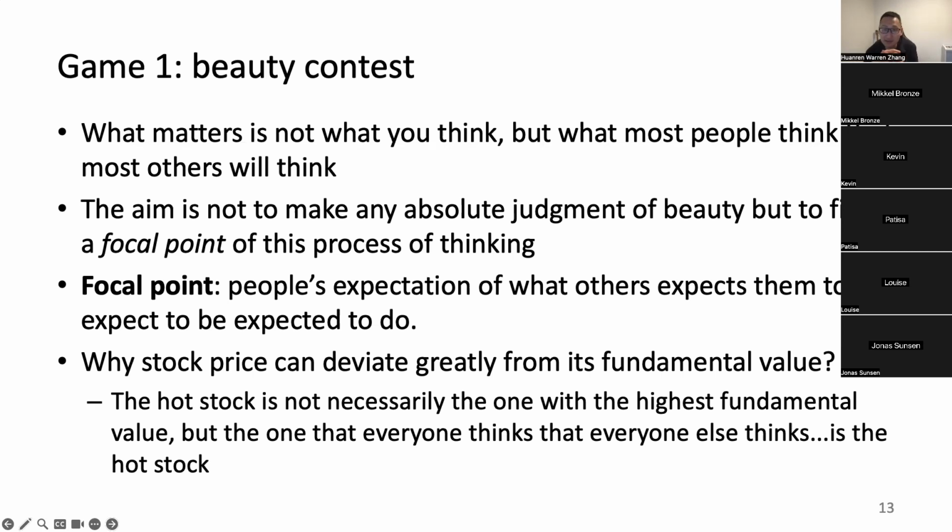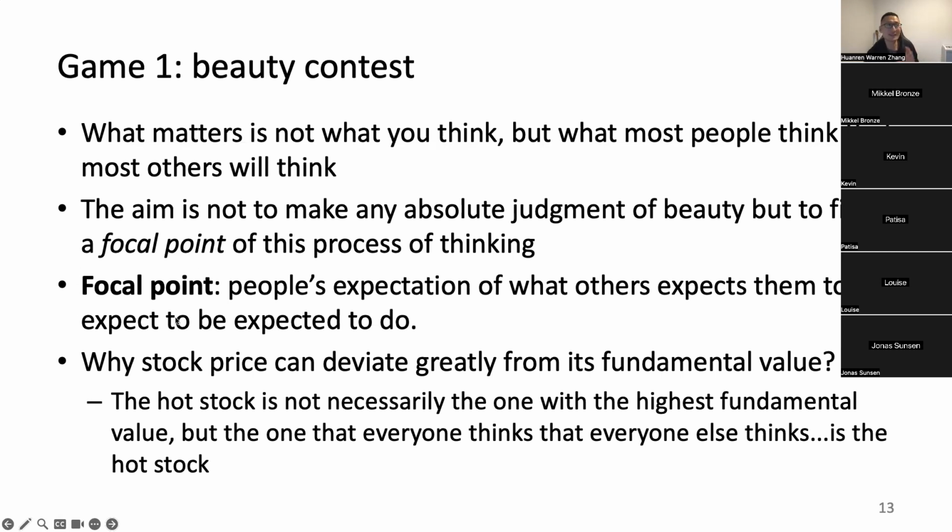Okay, so here, this is the idea of the focal point. Louis actually mentioned that in the previous class yesterday. The aim in this second task involves strategic interdependence and strategic decision making. So that means you're not trying to make any absolute judgment of beauty, but to find a focal point of this process of thinking. Okay, so here I give you the formal definition of focal point.